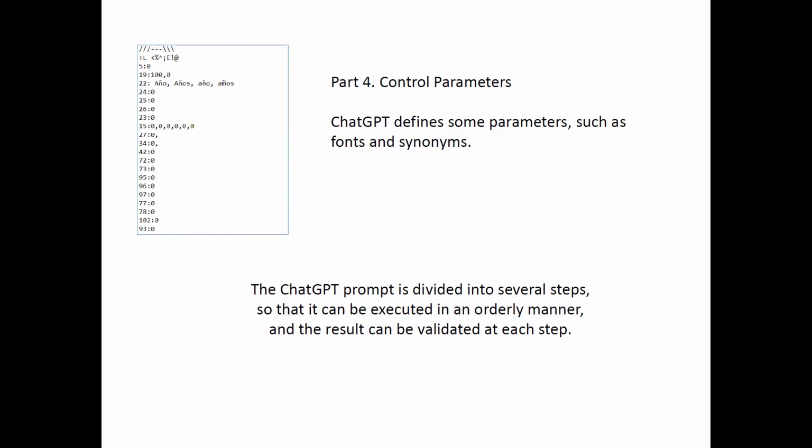Therefore, the query we're going to run on ChatGPT will also be divided into steps. This allows ChatGPT to work in an orderly fashion, meaning it does one thing first, then another, etc. This also allows us to validate the result at each step. So if we see that after step 1 a variable is missing or we don't want it to perform a certain calculation, we can modify it before completing the process further.